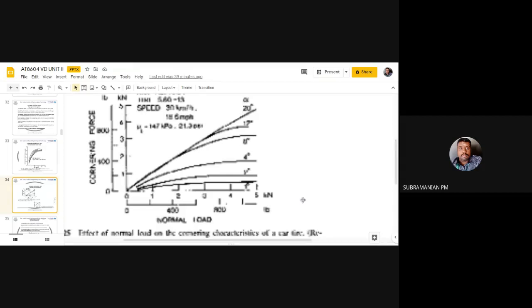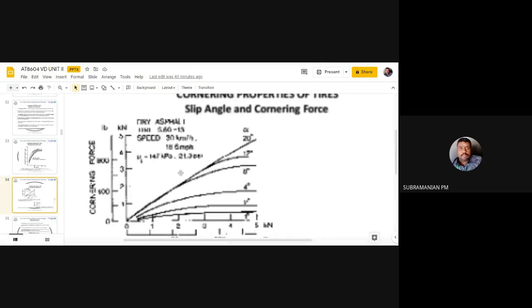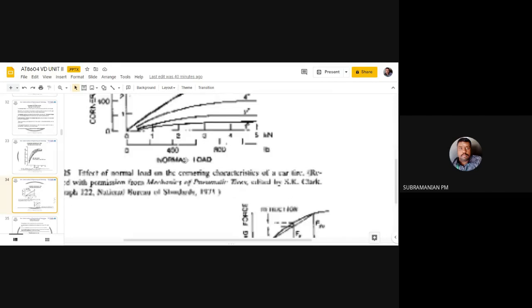Normal load means the load acting in the vertical direction, the weight acting on the tire. For different slip angles, you can see 1, 2, 4, 8 like this. So how is the cornering force going to vary with the normal load? You can see the slip angle 20. You can see the variation pattern, and this has been tested at a rated speed, say 30. And what the pressure is and everything should be mentioned.